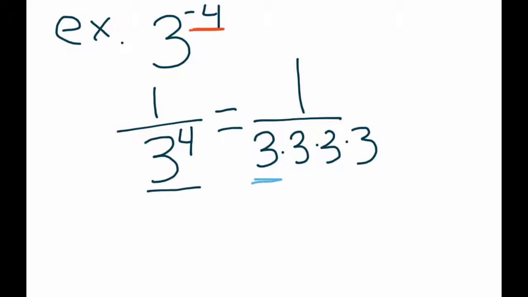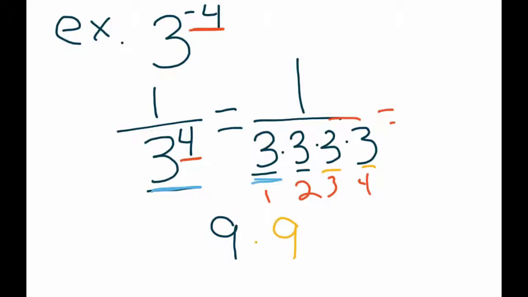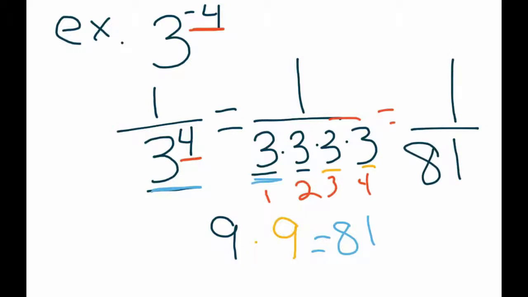We have our factor equal to 3. And because 4 is our exponent, we multiply 3 by itself 4 times. 3 multiplied by 3 is equal to 9. And 3 multiplied by 3 is equal to 9. So 9 multiplied by 9 is equal to 81. This is the same as 3 to the 4th power. So we can rewrite this as 1 over 81.